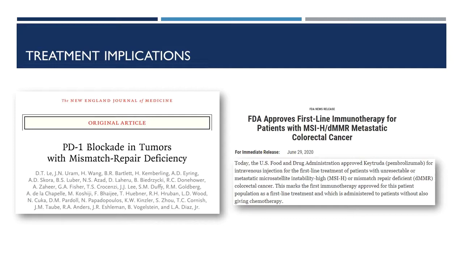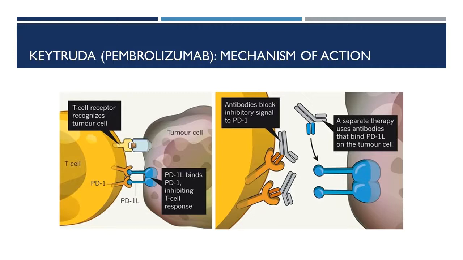Pembrolizumab is an immune checkpoint inhibitor. Some tumors have ligands known as PD-L1, which bind to PD-1 receptors found on T cells and inhibit their anti-tumor activity. PD-L1 receptors are highly expressed in certain tumors, including those exhibiting deficient mismatch repair or MSI-high. Pembrolizumab binds to the PD-1 receptor and blocks its interaction with PD-L1, thereby allowing T cells to attack the tumor.